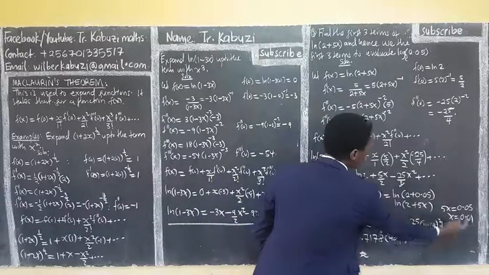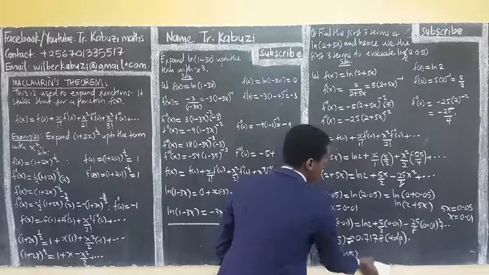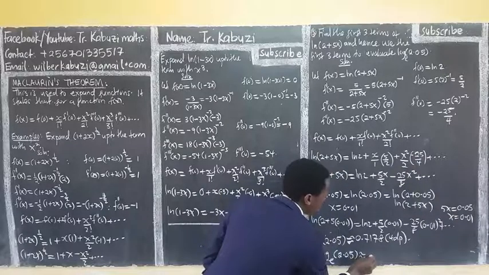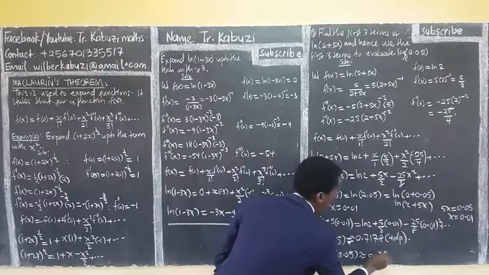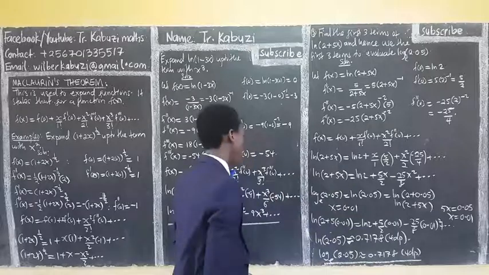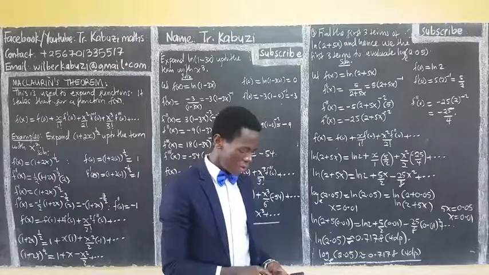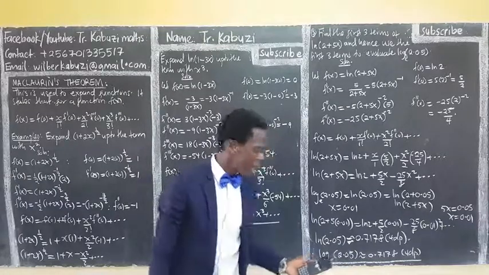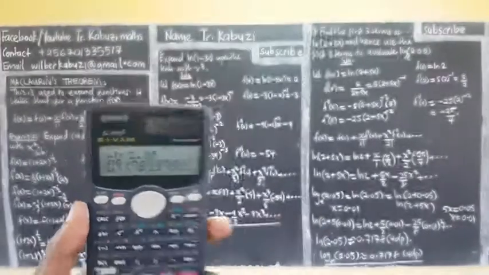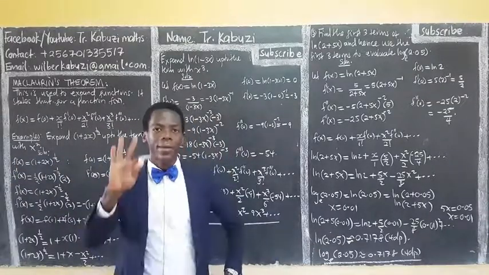Why? Because we are not including all the terms, that's why I'm converting this to an approximation. So it's 0.7178 to four decimal places, and that is the answer. When you press this on the calculator, I'm sure it's giving you a value close to that. Let me show you mine when I press it on the calculator. I think you can see my value there, and it's close to this. So that's it, members. I wish you well.